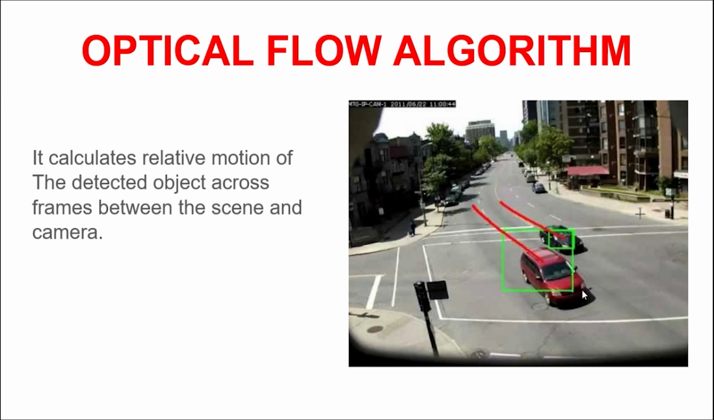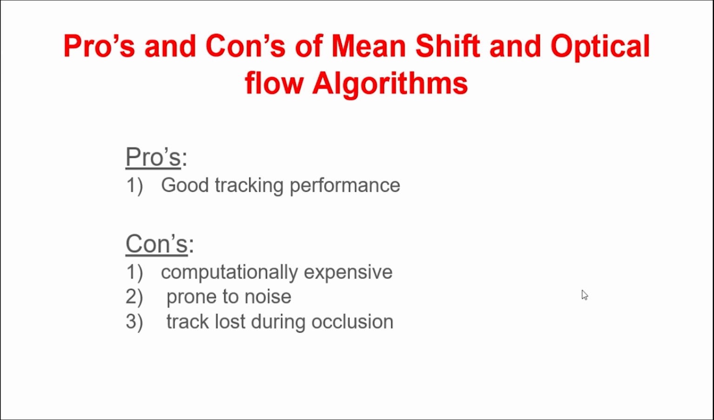Next, let's talk about the pros and cons of the mean shift and optical flow algorithms. The pros are obviously good tracking performance, as we are searching in the nearest neighborhood of the frames. But we have some cons, right? It is computationally expensive and really prone to noise. Due to the noise and also due to occlusion, it may lose the track, because if the object moves too fast, you will lose the track. So these are the pros and cons of these two algorithms.